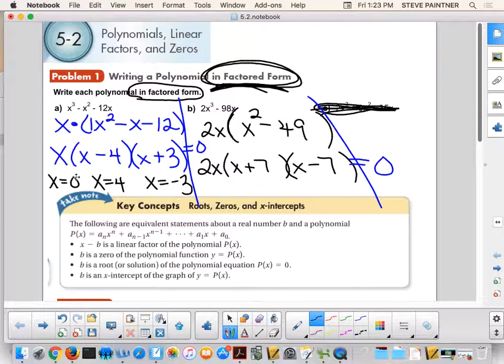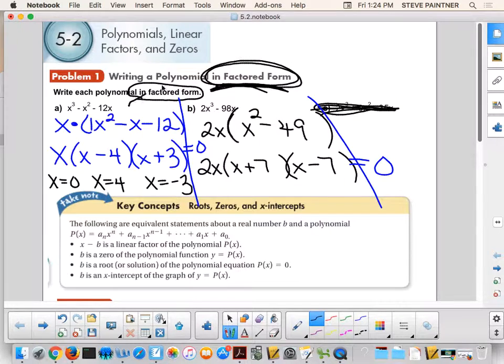Remember back in chapter 4 when we graphed parabolas? We call these points the zeros. These were the zeros of your function. It says right here. Guys, look. Come on, look at this. When will it equal 0? When x is 0, when x is 4, when x is negative 3. These are called the zeros of your function.